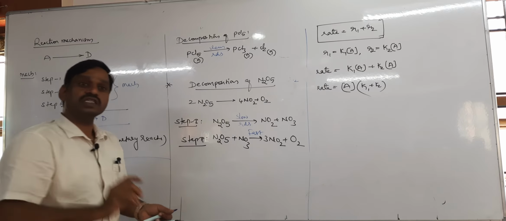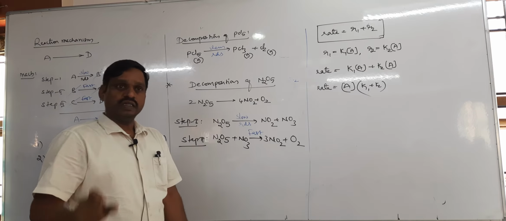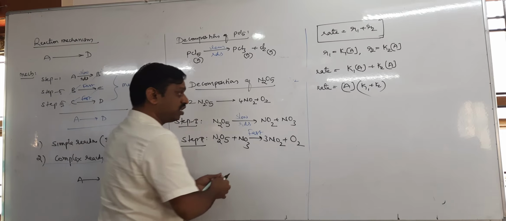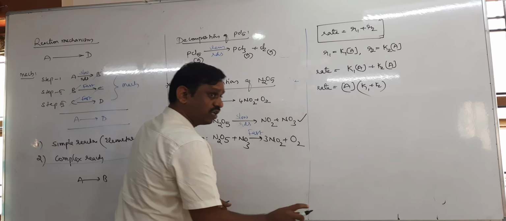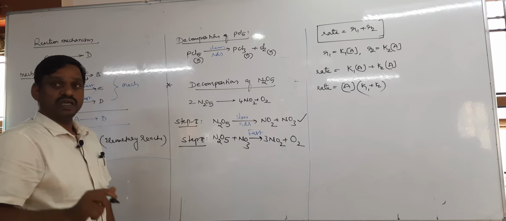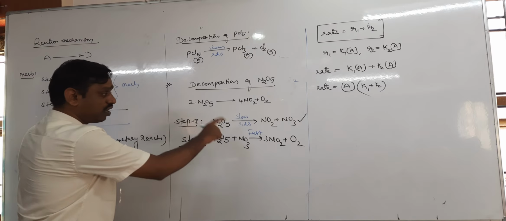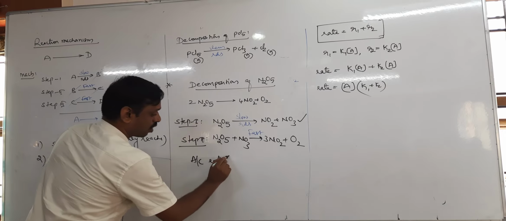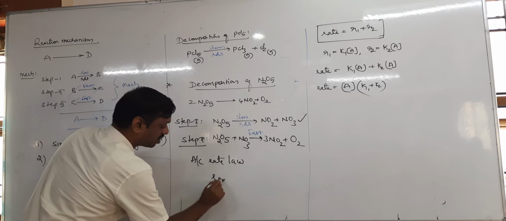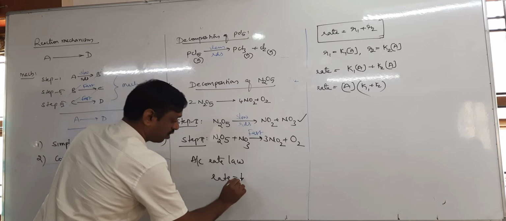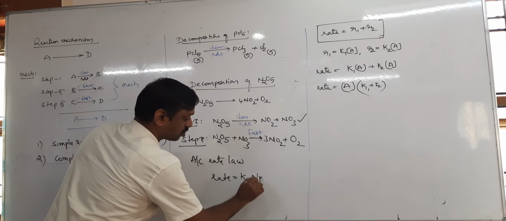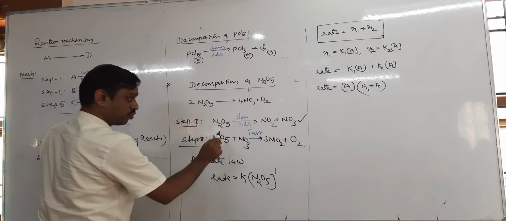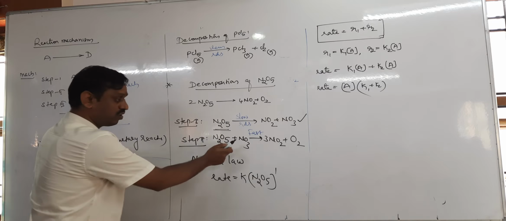Then what is the importance of this rate determining step? The rate of the chemical reaction depends on only this step. It means the rate law can be applied for only what? RDS. So according to rate law, tell me what is the rate equal to for this reaction? K into molar concentration of N2O5 power 1. So you should apply the rate law for only this equation, not this equation.